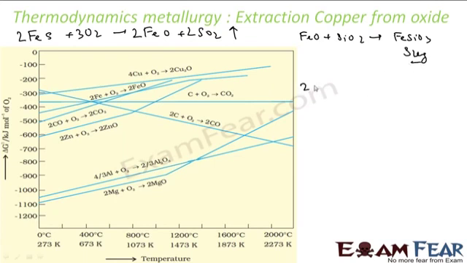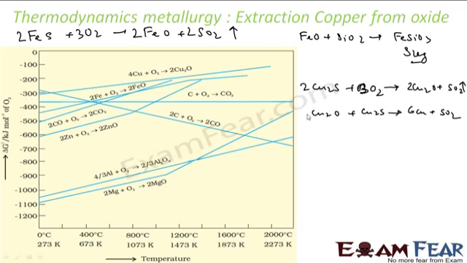To talk about the copper part, I have explained this. Copper sulfide, when you roast in the presence of oxygen, you get copper oxide and sulfur dioxide gas. This copper oxide can now be reduced, right? You can either react this with Cu2S to form copper and SO2, or you can actually use carbon also.